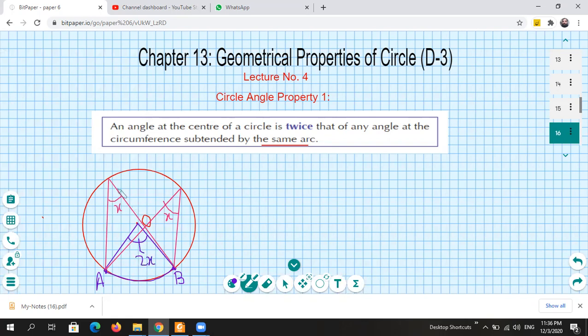So it means if this point is x and this point is y, so angle AOB, which is angle at center, is 2 times of the angle at circumference, like angle AXB. So this is the statement of the first property, circle angle property number 1.